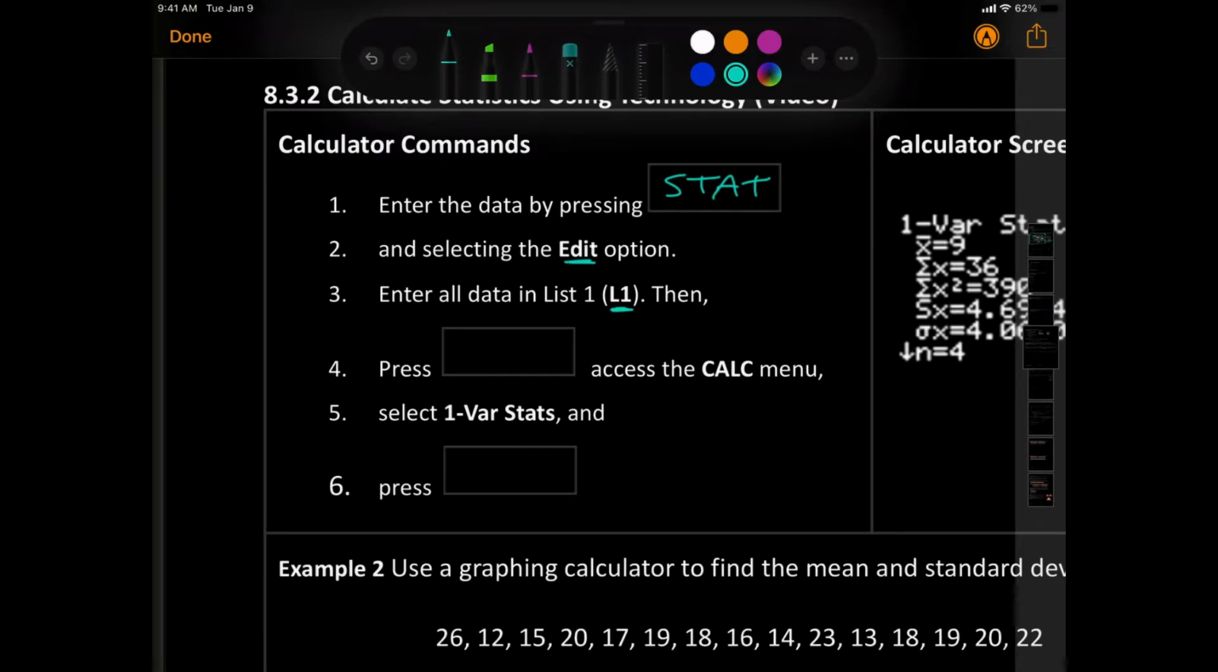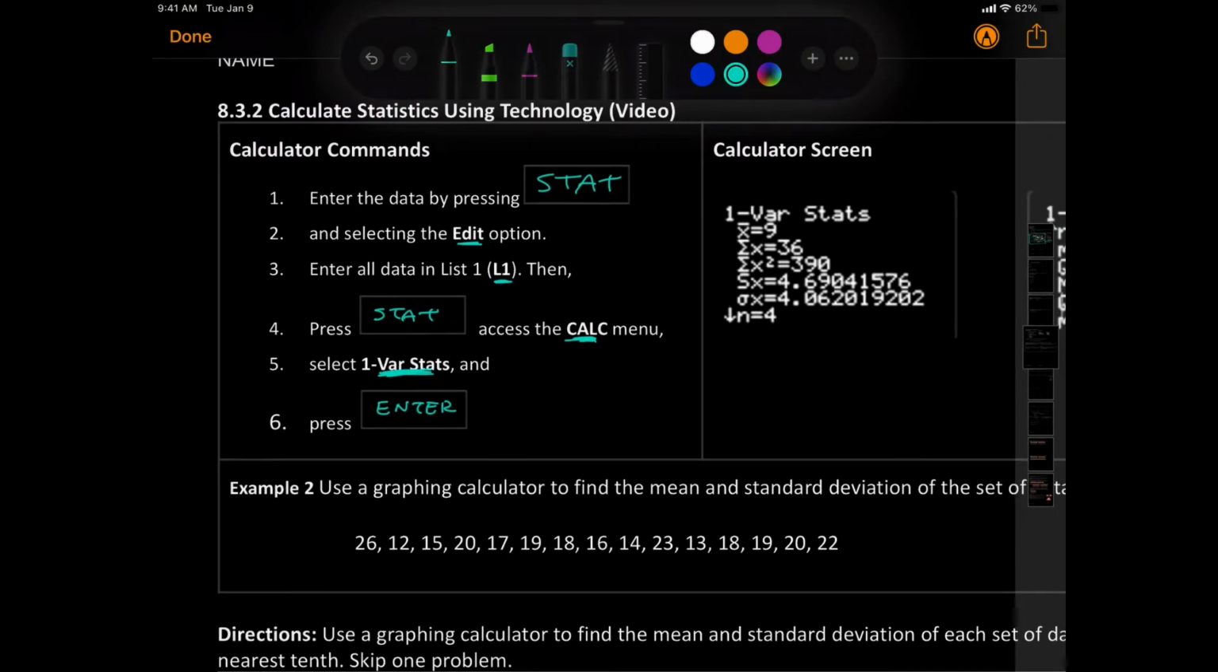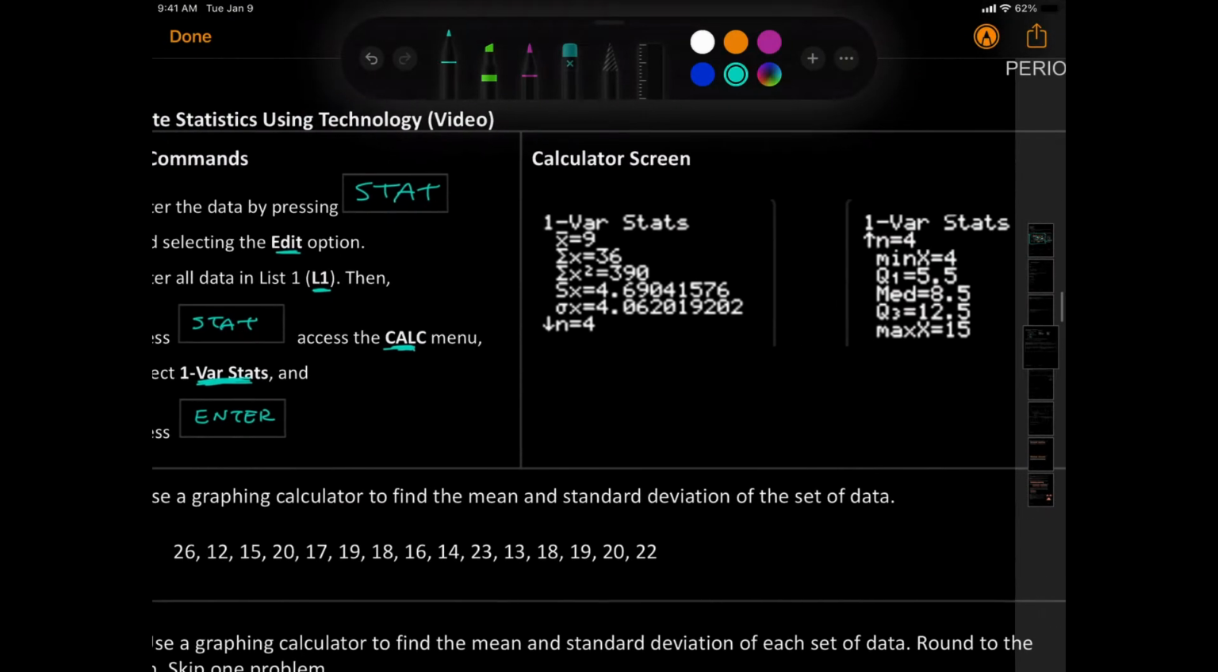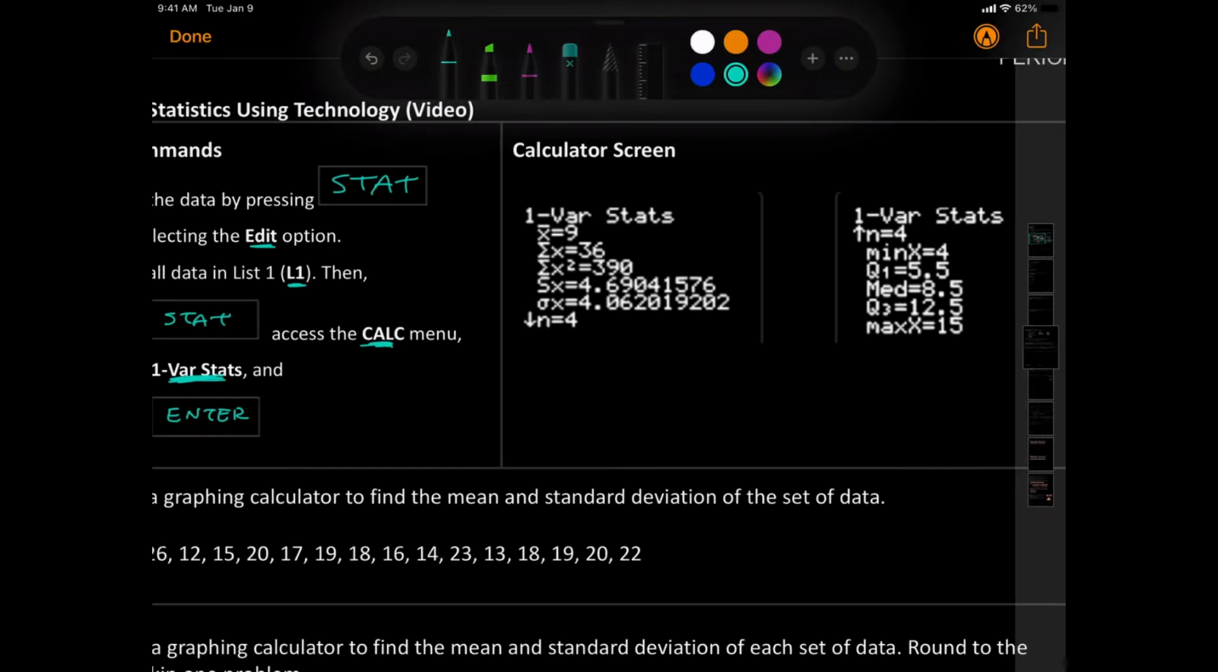Then you're going to press Stat again, go to Calc on the menu, and then select 1-Var Stats. And then you're going to press Enter. Okay? Those are the step-by-steps, and then we're going to get this calculator screen, and when we get this screen, I want to tell you what each of these means.